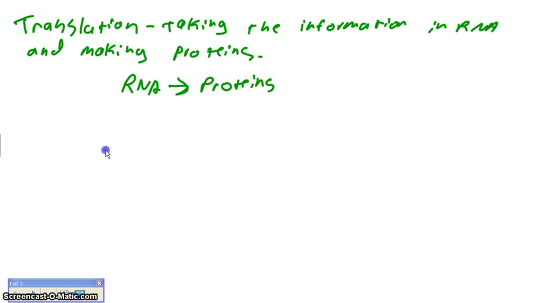proteins. Alright, now before we get into the process of translation, we talked about the three different types of RNA last time. I want to go a little bit more in depth so that we can understand the pictures that I'm going to draw during the process.